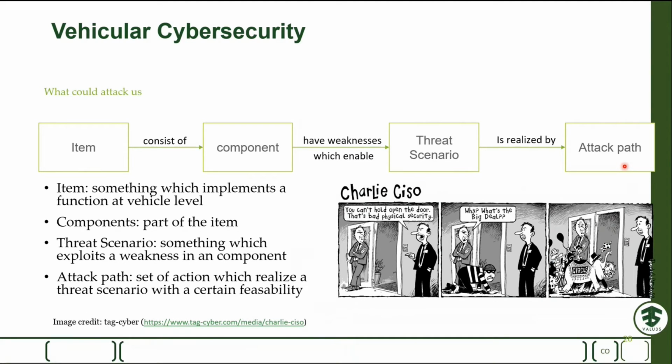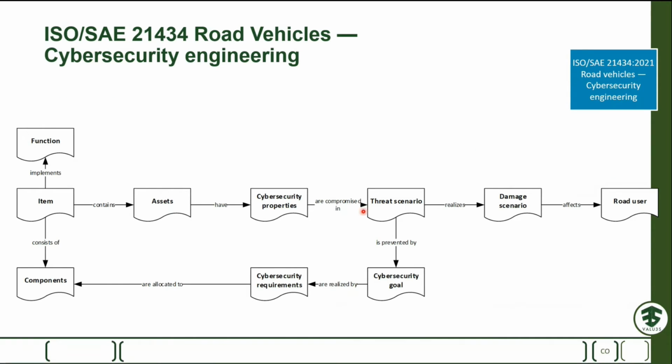And we want to protect it against threats. For threats, we have again our item, and then we have the components. These components might have some weaknesses, and these weaknesses enable some threat scenarios. If you have enough weaknesses and threat scenarios, there's an attack path. This threat scenario is then able to realize such a damage scenario. In order to prevent this, you define cybersecurity goals. And these cybersecurity goals are broken down and realized in cybersecurity requirements, which are allocated to the components.